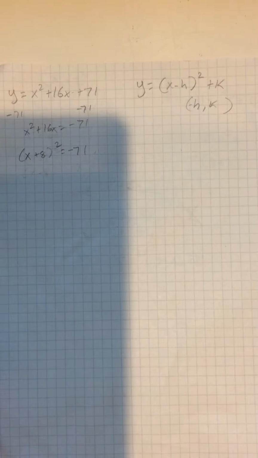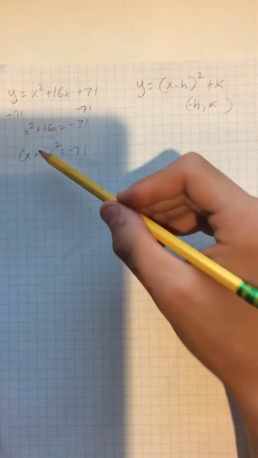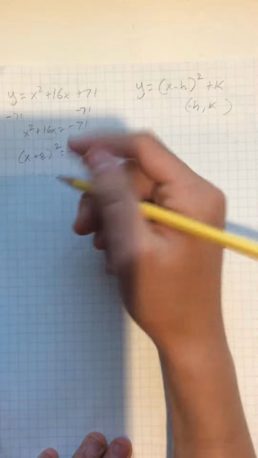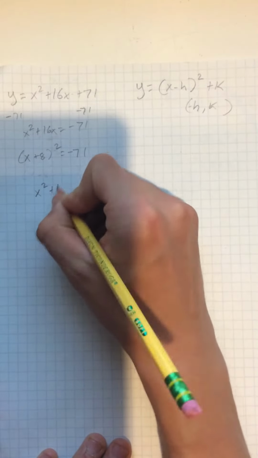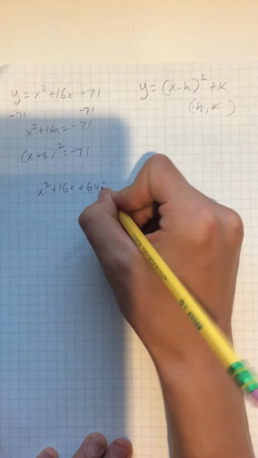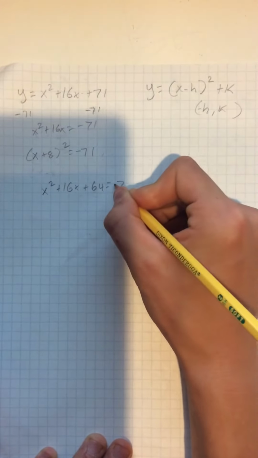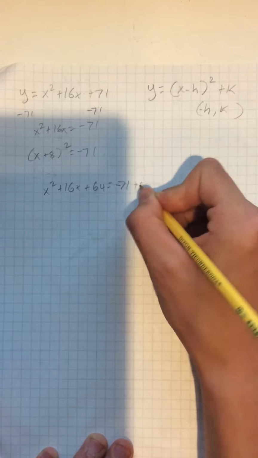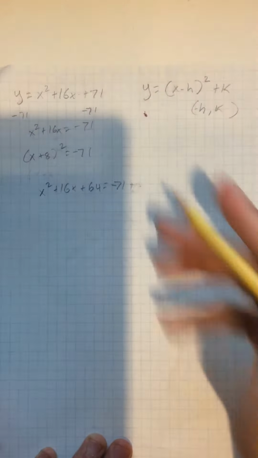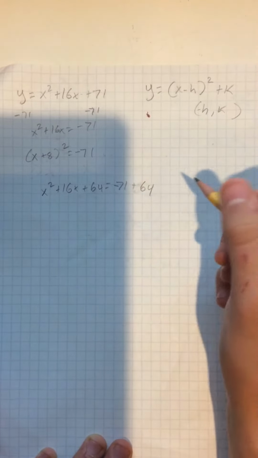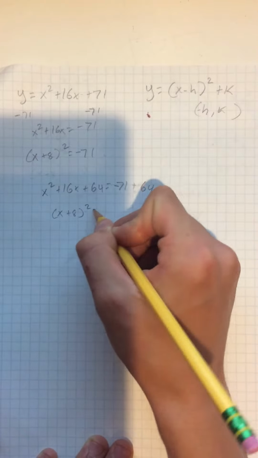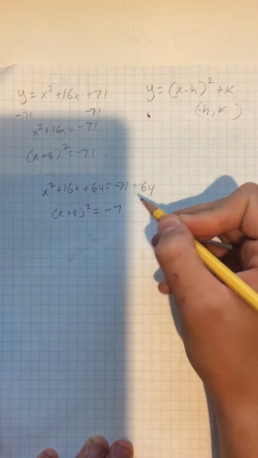Now, also like completing the square, we're going to square 8 and leave room on both sides for it. So we're going to take x squared plus 16x, make space for the 64, and same thing on the other side, because what you do on one side, you have to do on the other. So now we have (x plus 8) squared equals negative 7.